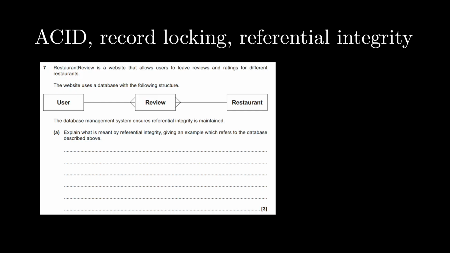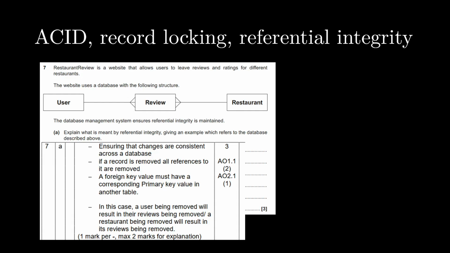Alright, now we've got ACID, record locking, and referential integrity. Luckily we just have an exam question on explain what is meant by referential integrity, so we can just steal their definition. This is talking about context in some review website. But referential integrity just means that you're ensuring that changes are consistent across the database. So if a record is removed, all references to it are removed, and a foreign key value must have a corresponding primary key value in another table.